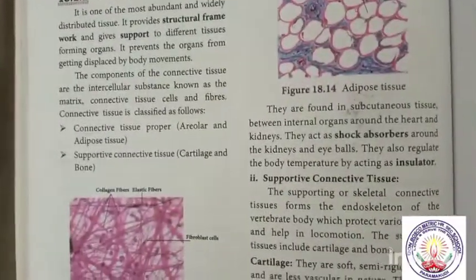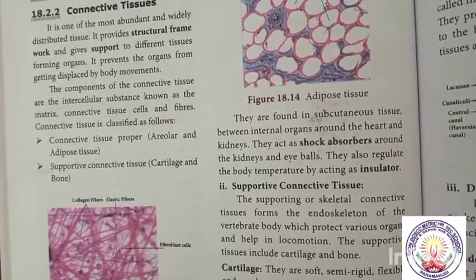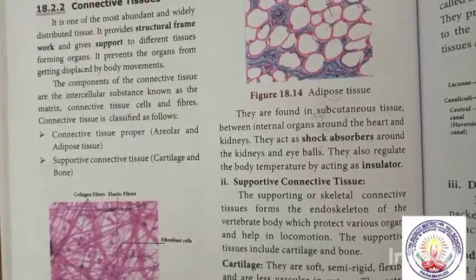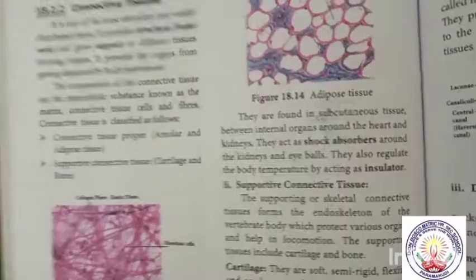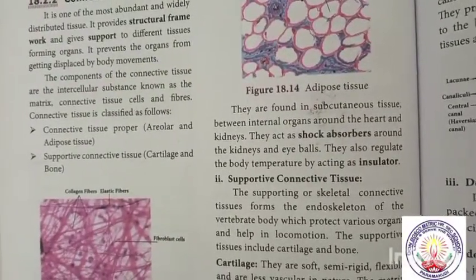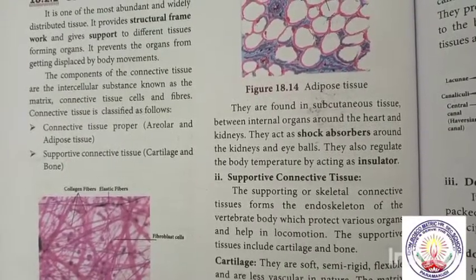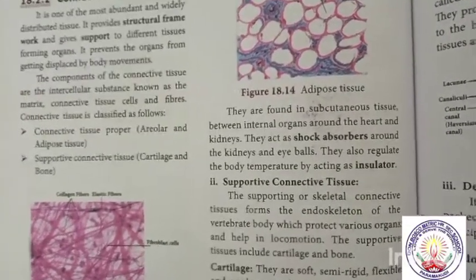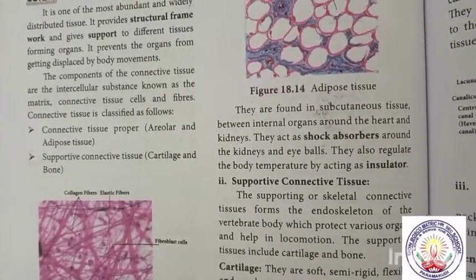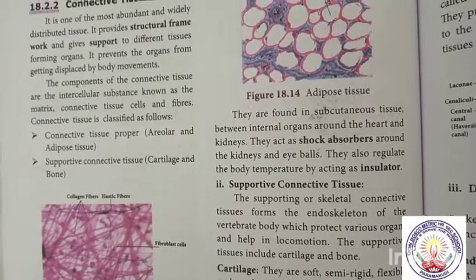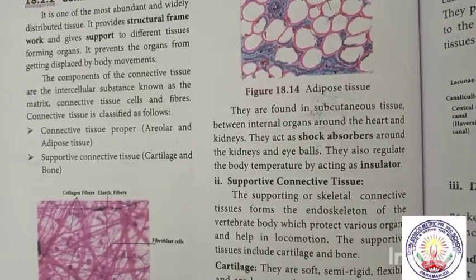Supportive connective tissues. The supporting or skeletal connective tissues form the endoskeleton of the vertebrate body, which protects various organs and helps in locomotion. The supportive tissues include cartilage and bone. Cartilage is soft, semi-rigid, flexible and less vascular in nature. The matrix is composed of large cartilage cells called chondrocytes. These cells are present in fluid-filled spaces known as lacunae.